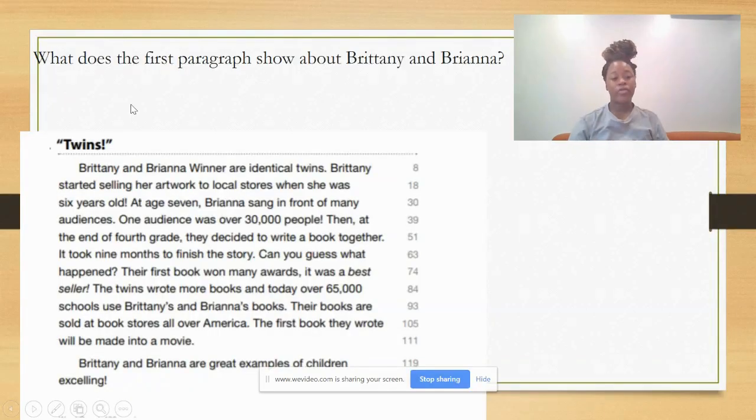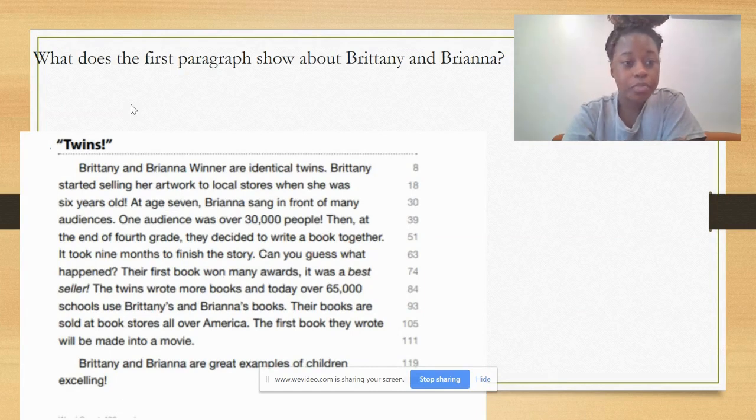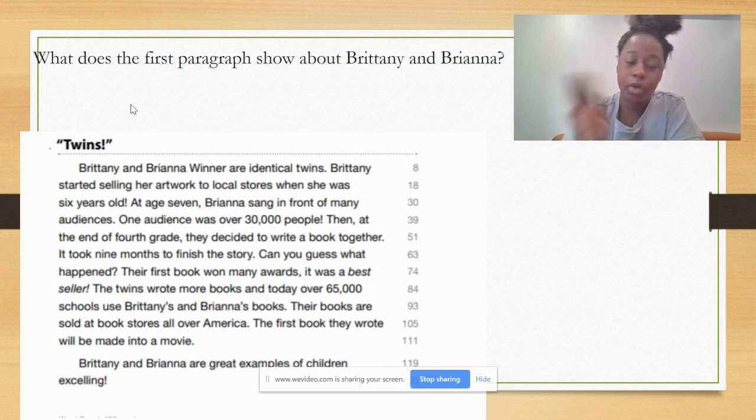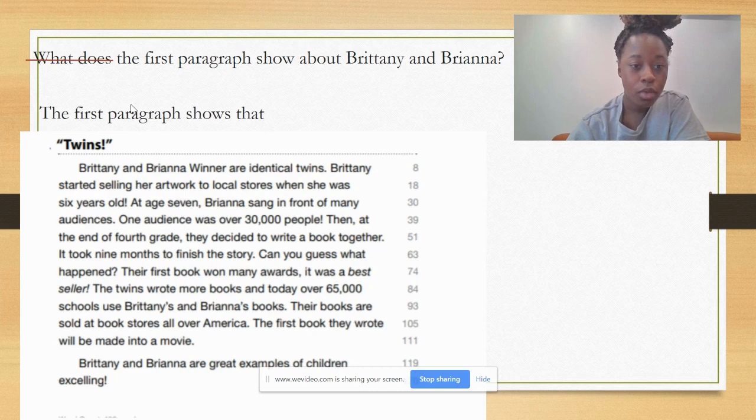Now that we've read the text, we can go ahead and reread and then begin to answer the question. Now, let's read the question again. What does the first paragraph show about Brittany and Brianna? Now, before we begin answering, we know that we have to flip the question. So what we're going to do first is to cross out that question phrase because we know that's not going to be part of our answer. And then we can start our sentence stem with the first paragraph shows that.